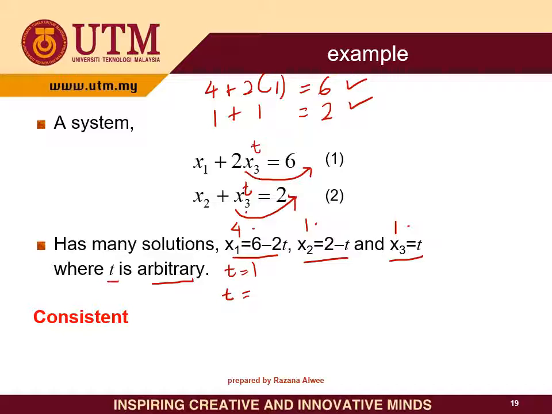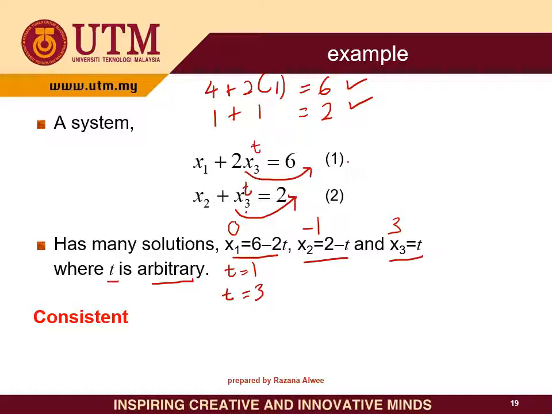Let's try with 3. t is 3. So x3 will be 3 because it's the same. x2 is 2 minus 3, which will be negative 1. x1 is 6 minus 2 multiplied by 3, which is 6, so it becomes 0.